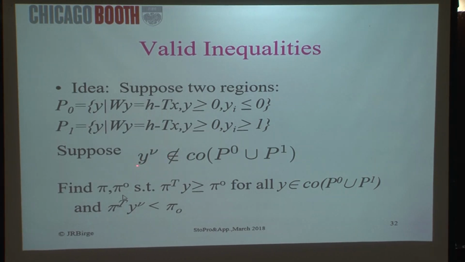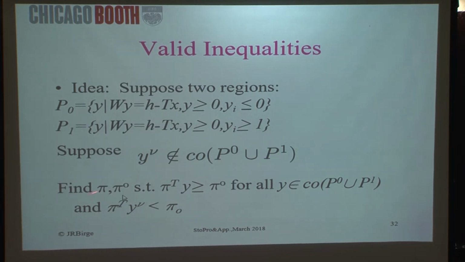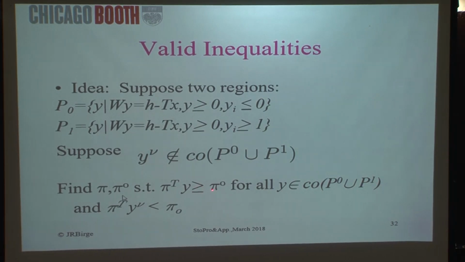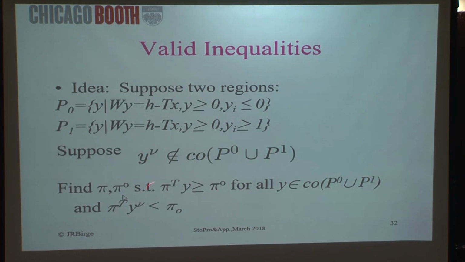I've got a fractional solution. I know it's separate from any of the feasible solutions. I want to cut it off and not cut off any of these feasible solutions. So in other words, I want a constraint with pi and pi 0 such that if I'm in the convex hull, where my true value might lie, that value satisfies the constraint, and the value that I want to cut off doesn't satisfy the constraint. So I want to have this kind of constraint.